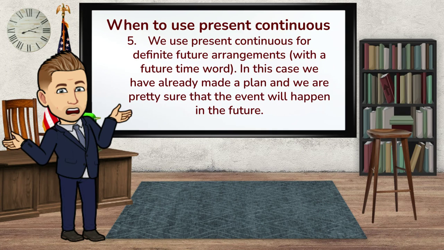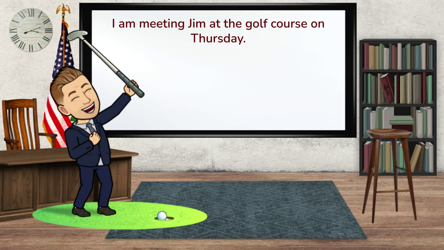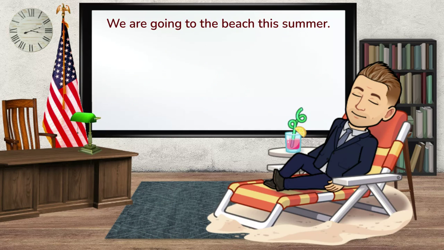So here's the fifth rule. We use present continuous for definite future arrangements with a future time word. So in this case, we have already made a plan and we are pretty sure that the event will happen in the future. I am meeting Jim at the golf course on Thursday. So unless something comes up, we are pretty certain that Jim and I will meet on Thursday at the golf course. So I want to know, where is the present continuous verb being used here? Am meeting.